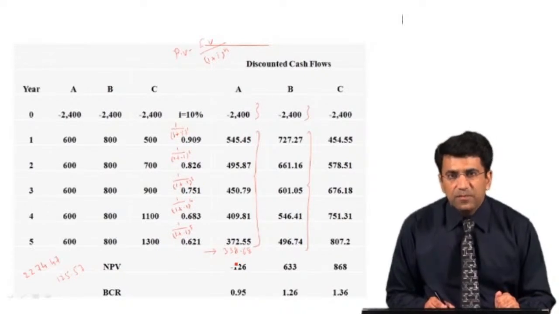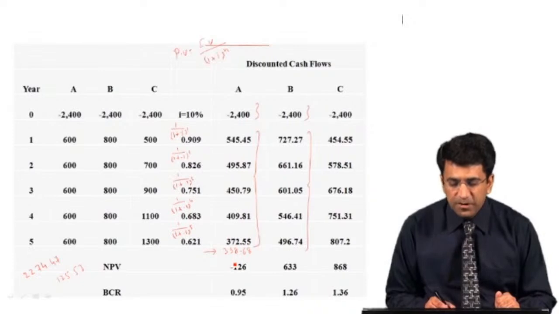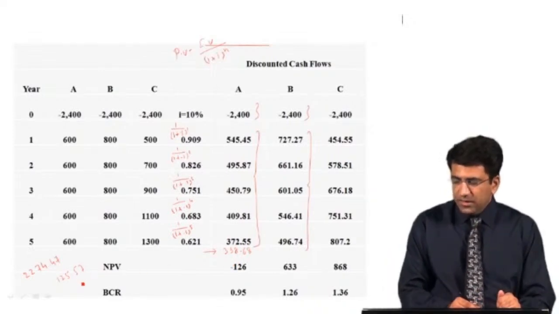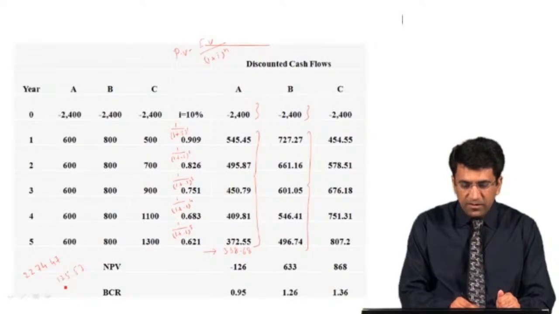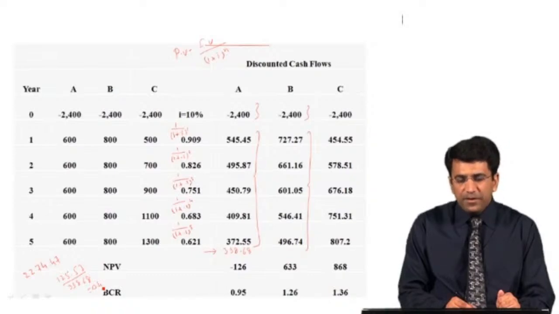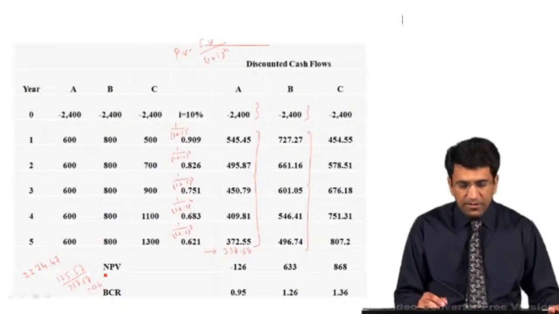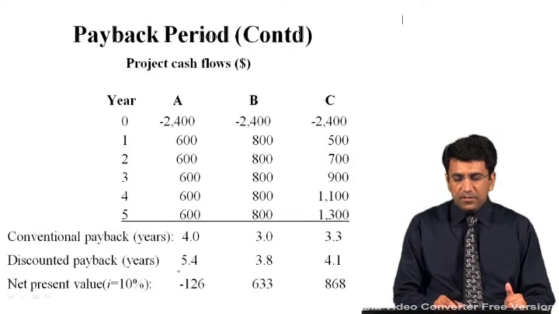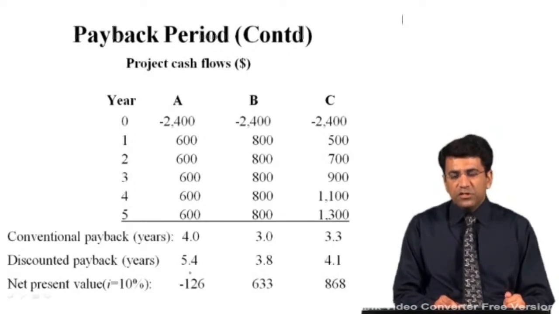Now students, by using the similar method we used for the conventional payback period, we divide this value, 125.57, by this cash flow, 338.68, so it becomes approximately equal to 0.4. It means the discounted payback period for project A will be equal to 5.4. So in this way, the discounted payback period for project A is 5.4. Similarly, we can also calculate the discounted payback period for projects B and C.